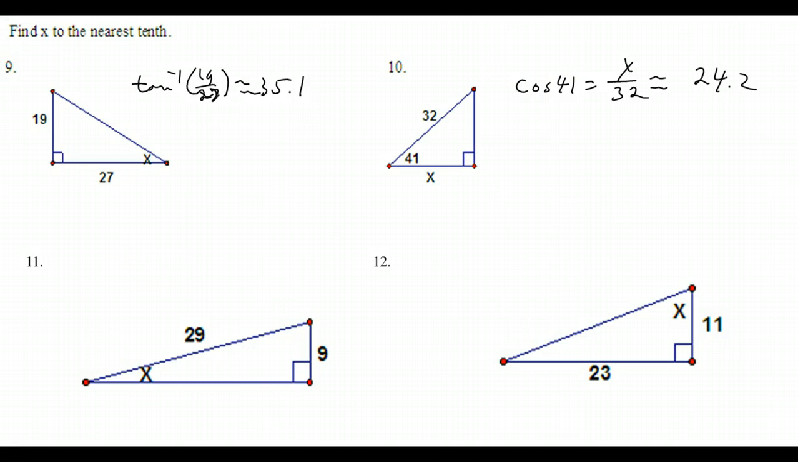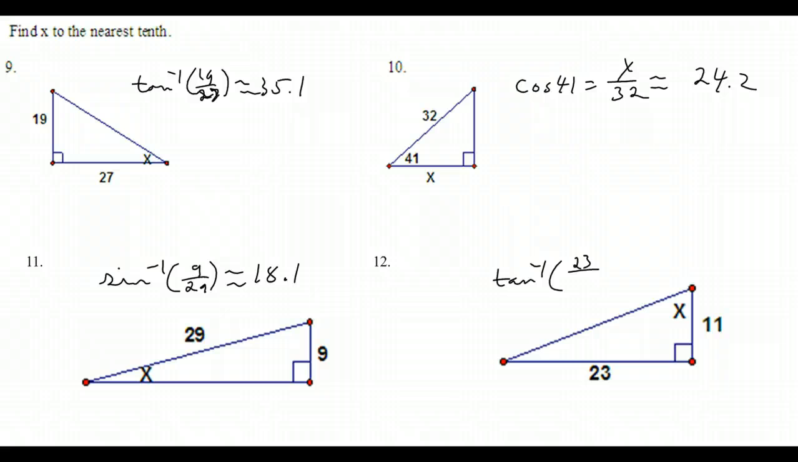Here I'm looking for an angle again, so I'm going to use the inverse sine of the opposite over the hypotenuse, and that is approximately equal to 18.1. For this one, I'm looking for an angle again, so I'm going to use the inverse tangent because I have the opposite and the adjacent, and that will approximately be equal to 64.4.